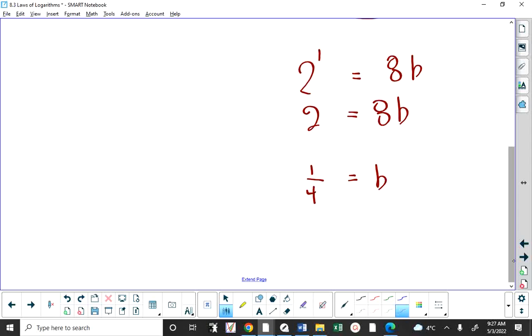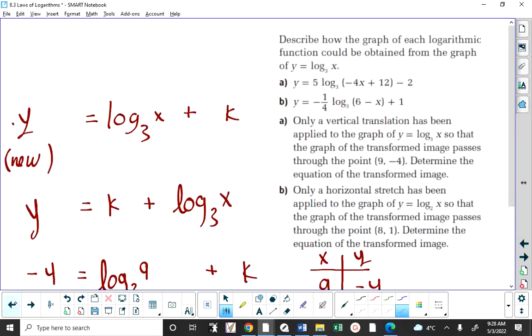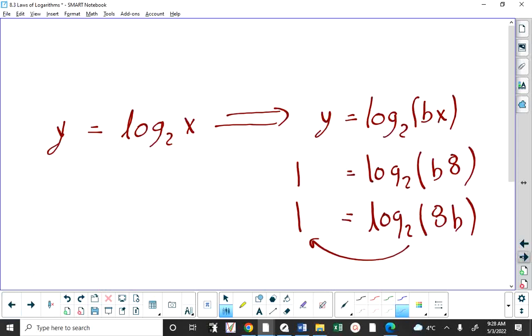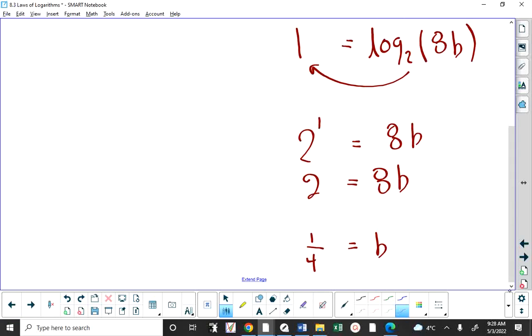Now, we want to be careful here. Are you okay with that? Because if the question said, what is the stretch factor, then the answer is 4. And I don't know what it says. It says, determine the equation of the transformed image or function. So we don't need to reciprocate that. Since b is a quarter, it's y equals log base 2 of 1/4 x. Is that okay? All right.